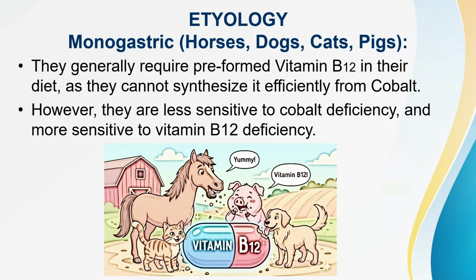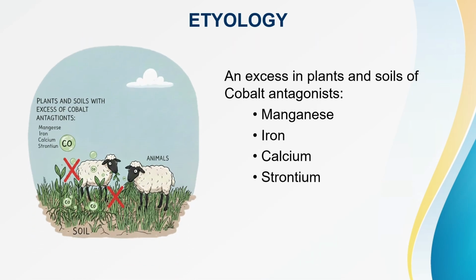Cobalt deficiency also occurs with an excess of its antagonists such as manganese, iron, calcium, strontium. Antagonists are substances, often an excess micronutrient or a foreign element, that interfere with the absorption and function of other micronutrients by blocking transport, competing for protein binding, or disrupting their metabolism.